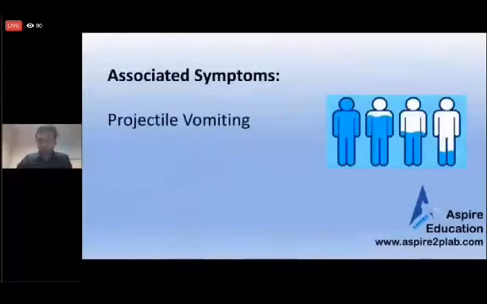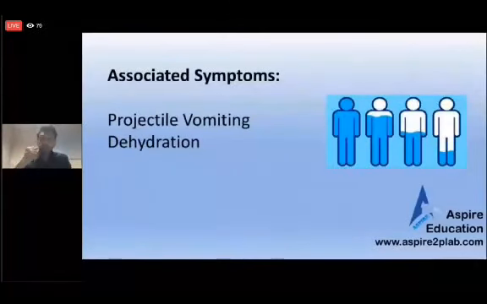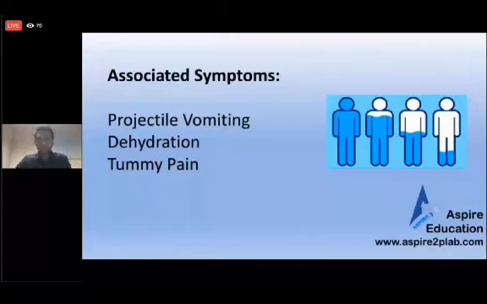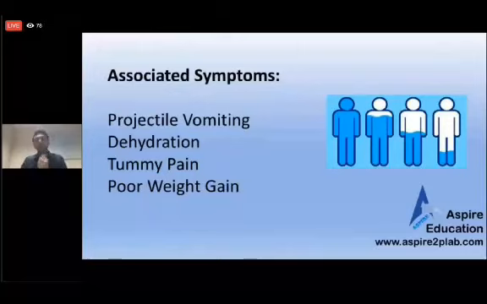Associated symptoms: projectile vomiting, dehydration. As I told you, whenever there is vomiting or diarrhea, you always have to be careful about dehydration. And tummy pain, as with anything related to the abdomen. And poor weight gain. What causes pyloric stenosis? Again, same here, there is no definitive cause. And when is it usually seen? It is seen at a very early age, around 6 weeks of age, which is very common.